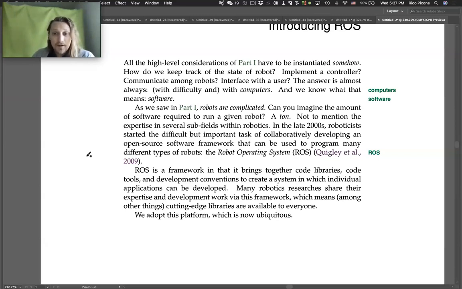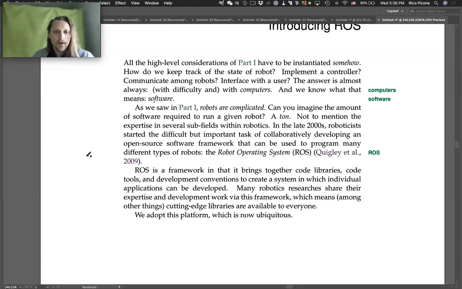So in the late 2000s, roboticists started the difficult but important task of collaboratively developing an open source software framework that can be used to program many different types of robots, called the Robot Operating System, or ROS, or just ROS. And that was the first paper introducing ROS. Originally, it came out of the Stanford AI Laboratory.